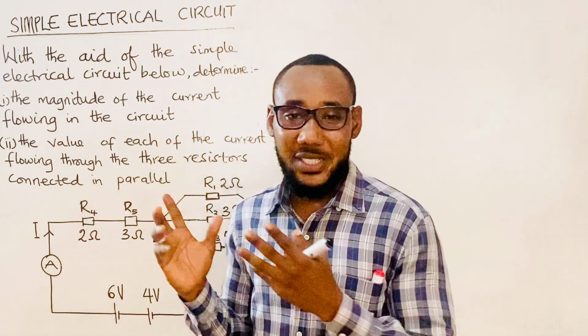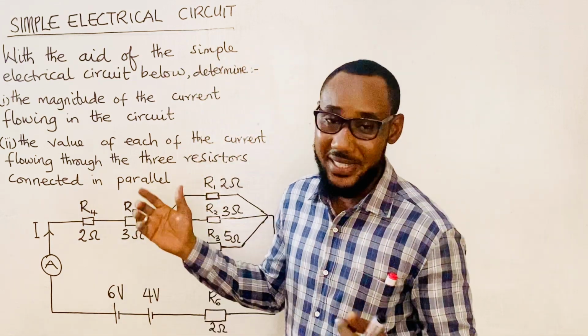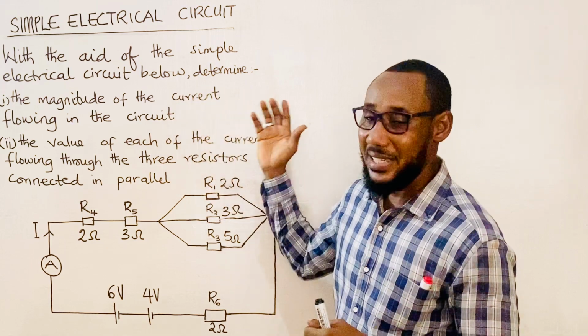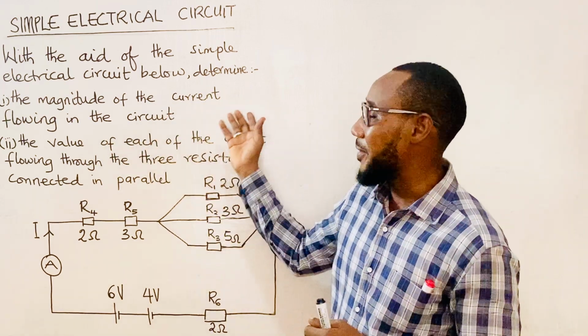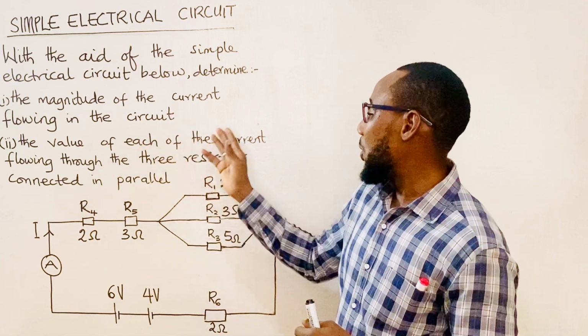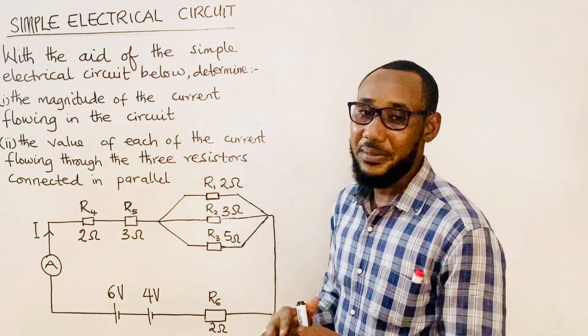So there's a question that we are all going to solve together. So let's go through it. And the question reads: with the aid of the simple electrical circuit below, determine I, the magnitude of the current flowing in the circuit, II, the value of each of the current flowing through the three resistors connected in parallel.